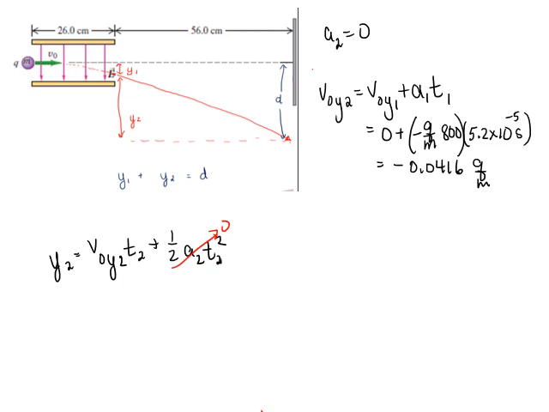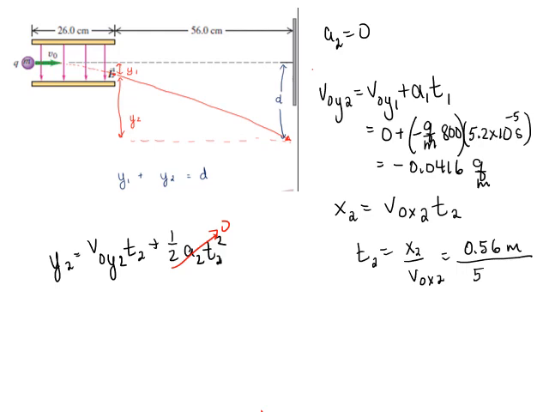Okay, the other thing we have to sort out, what is our t2? How long does it take to travel the 56 centimeters? We know that x2 is v0x, the x component of velocity in the second region, times t2. The x component of velocity never changes because there's no horizontal acceleration. So we'll solve for our t2. It's x2 over v0x2, 56 centimeters, which we put in meters, divided by the velocity in the x direction, 5,000 meters per second. That never changed at all. Gives us 1.12 times 10 to the minus 4 seconds.